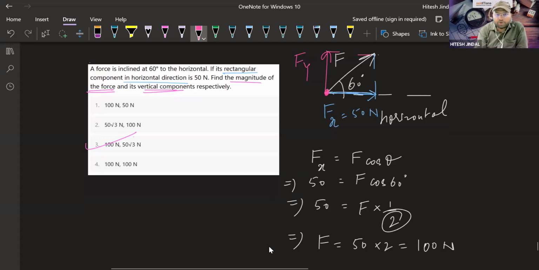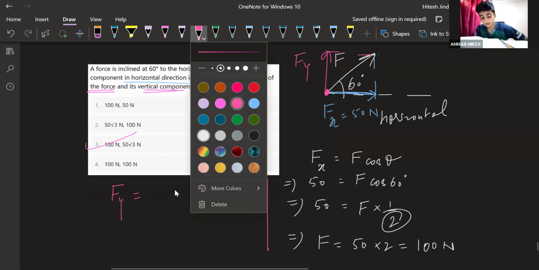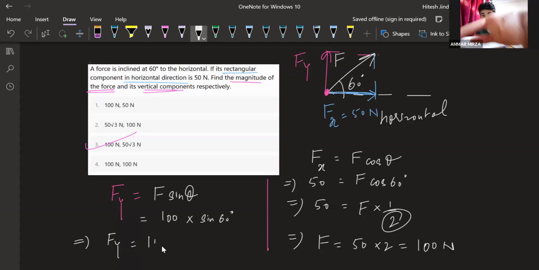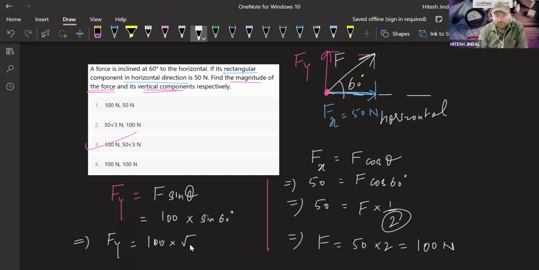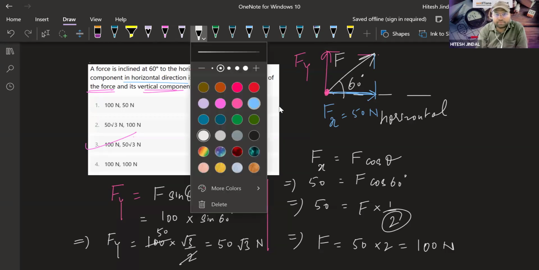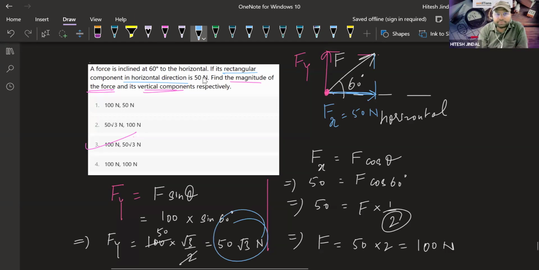Okay. And what will the Y component be? F sin 60 degrees. F sin theta. So F we have got, our 100, and sin 60 degrees is root 3 by 2. So 100 into root 3 by 2, it will cancel out to 50. So it would be 50 root 3 Newton, right? This would be the answer.